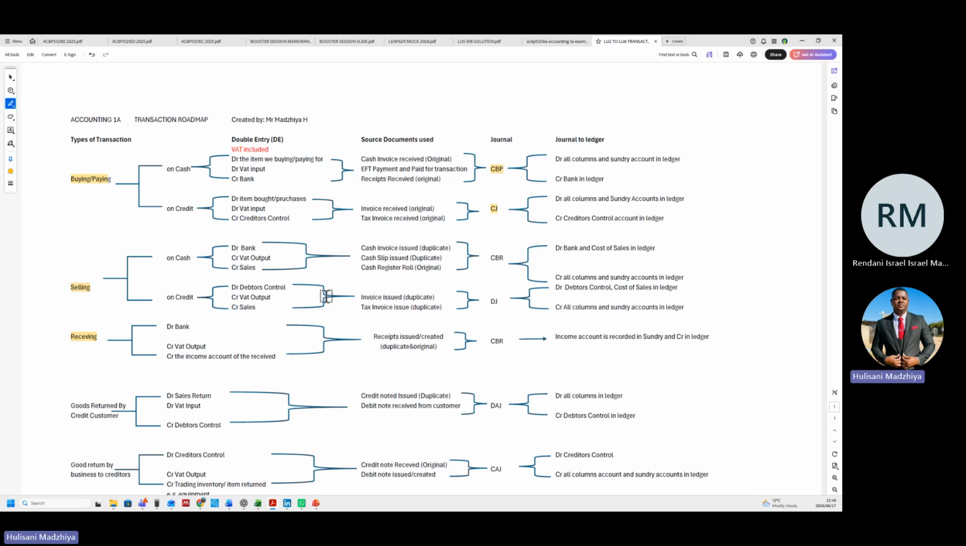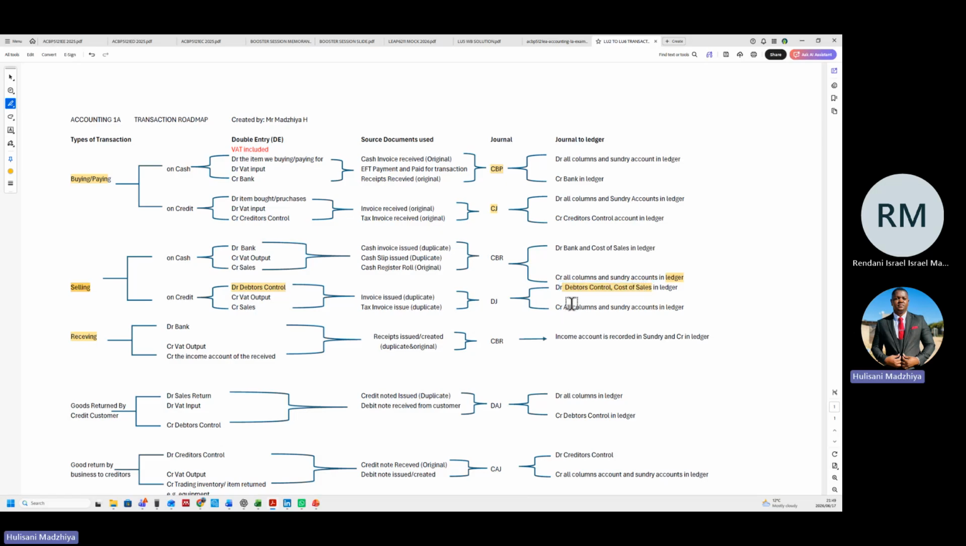When you sell goods on credit, the source documents used are invoice issued or duplicate invoice. We issue the original invoice to the customer, and then we keep a duplicate invoice to record in our journals. Or either a tax invoice issued, and then we use a duplicate to record in our journals. The journal that we use when we sell on credit is the debtors journal. In the debtors journal, the main account is going to be your debtors control column.